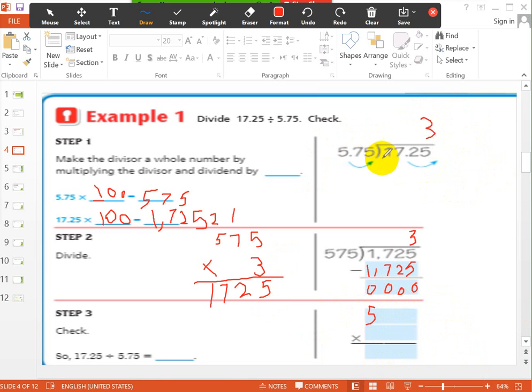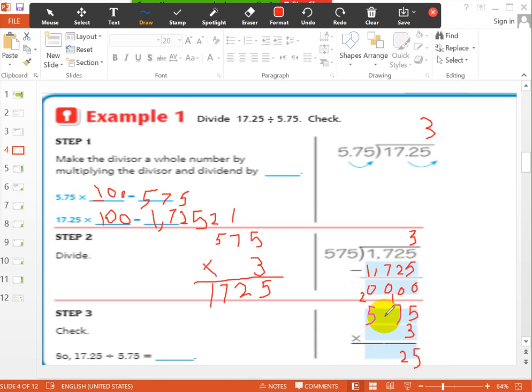So I will take the divisor, which is here 5.75, and multiply it with 3. And you know how to multiply a whole number with a decimal number. Now 3 multiply 5 equals 15. So I will put 5 here and 1 above the tens. Now 3 multiply 7 equals 21, plus 1 equals 22. So I will put 2 here and 2 above the ones digit.